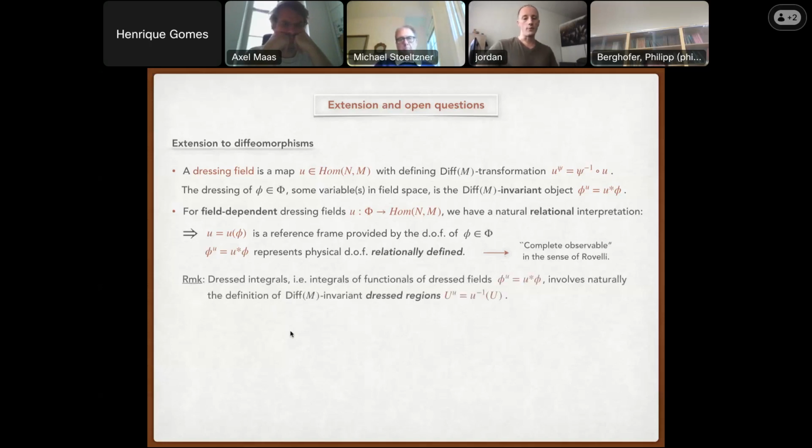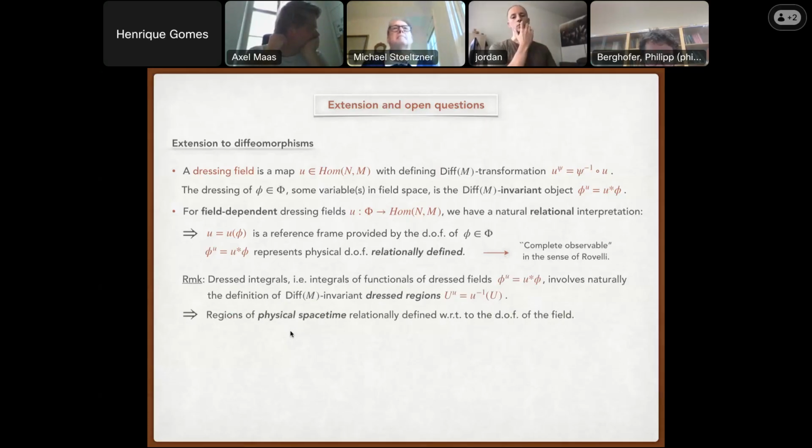And so I remark that in that case, there is such a thing as dressed integrals, which is simply the integrals of functionals of the dressing field. And they naturally involve the definition of dressed regions, which are diffeo invariant. And those objects would represent the physical spacetime, right?